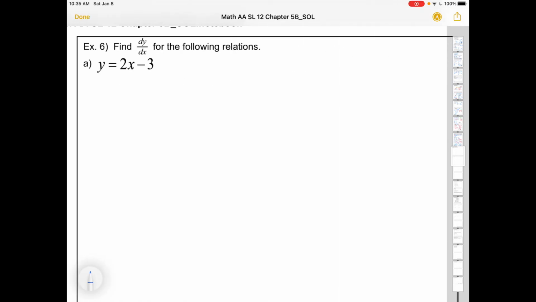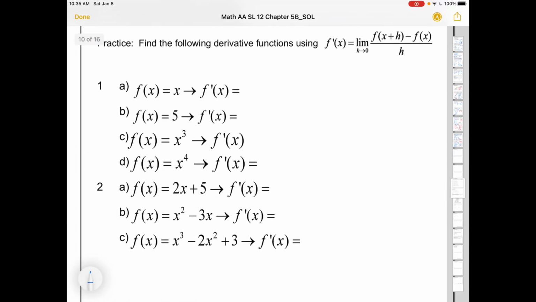The rest of this video is just going to hinge around examples for doing these. So if you feel like you've got a grasp on it, I'll go to the practice questions and then come back for some examples. Here's the practice, and the answers would be 1, 0, 3x squared, 4x cubed, 2, 2x minus 3, and 3x squared minus 4x.